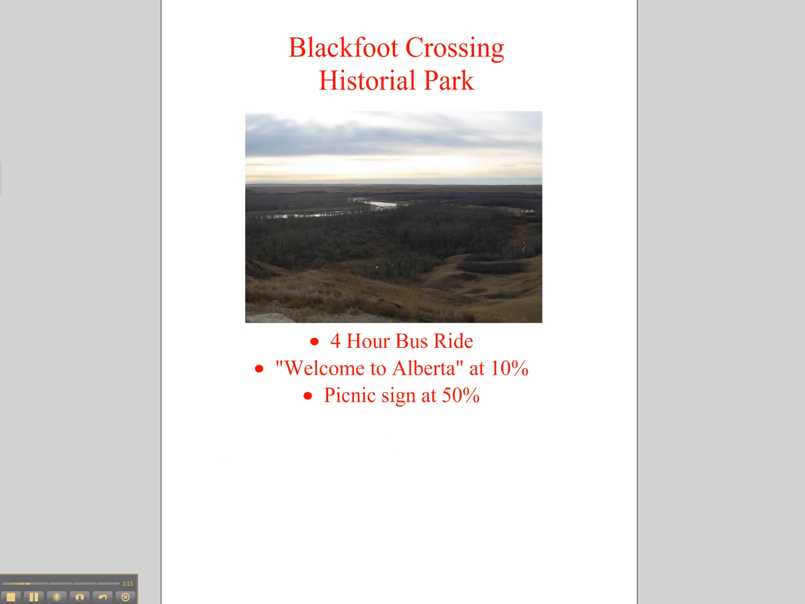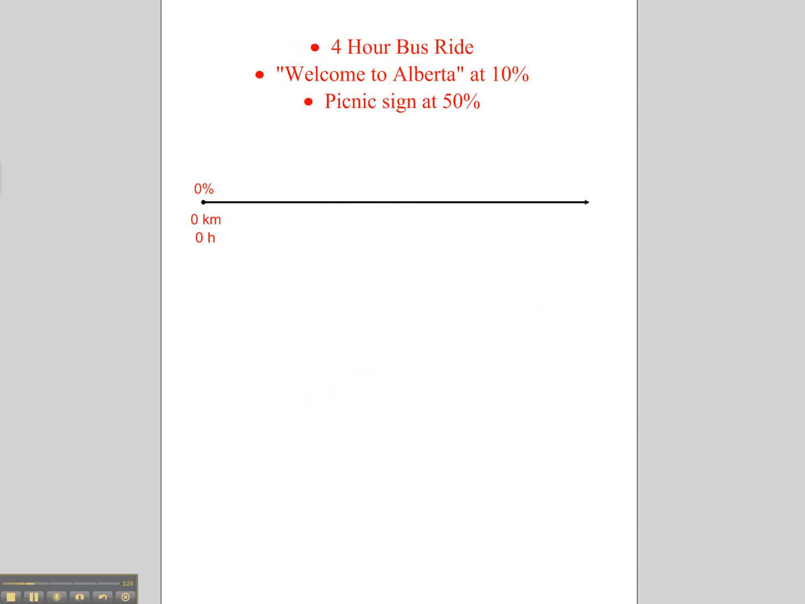So once again, it's a 4-hour bus ride. There's a Welcome to Alberta sign at 10% and a picnic sign at 50% of the way. Jason, in our textbook, decides to write a line down that is representing the entire trip. He starts on one side of his paper with 0%, 0 kilometers, and 0 hours. On the other side, he's written 100%, and he knows that it takes 300 kilometers to get there and 4 hours to travel that far.